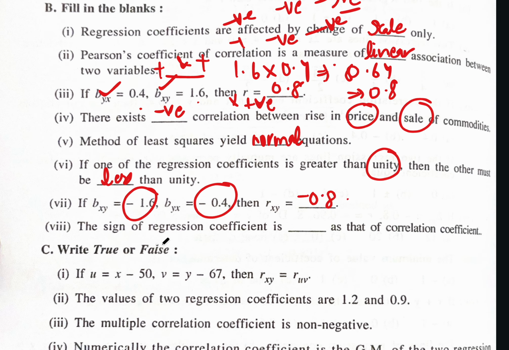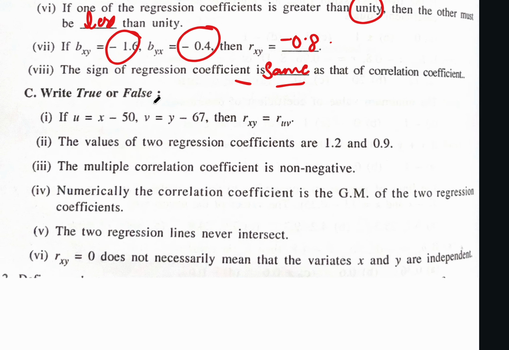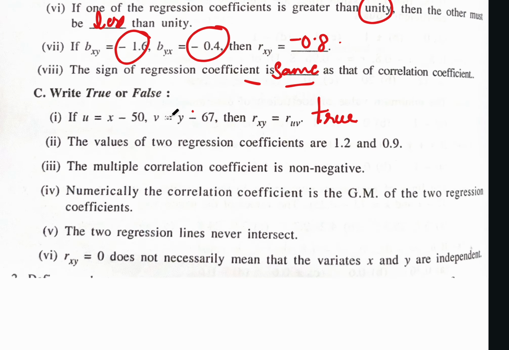If rxy is the same, but it will be minus 0.8. Yes. The sign of regression coefficient is dash as that of correlation coefficient. Same as that of correlation coefficient, or dependent upon that. Okay, true and false. If this is this, I think this would be true. Yeah, this is true because just right now we did this. So here the scale of both a and b is 1, so this would be same.